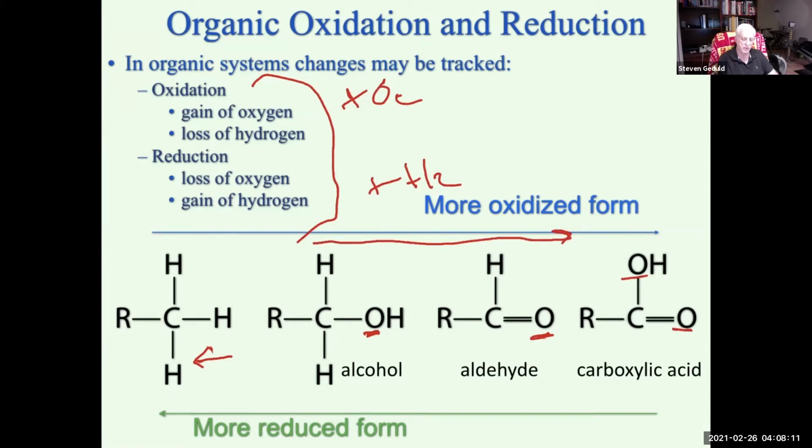If we go backwards, carboxylic acid to an aldehyde to an alcohol to the hydrocarbon. That's more reduced form. We're losing oxygen, or we're losing attachment to it, or we're gaining hydrogen. So it's a combination of the two.